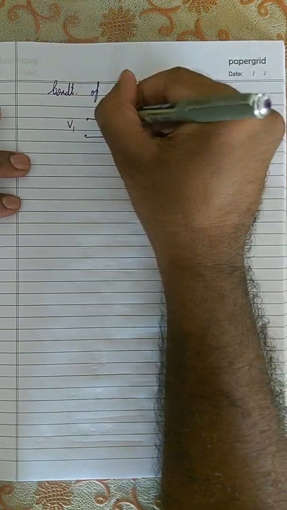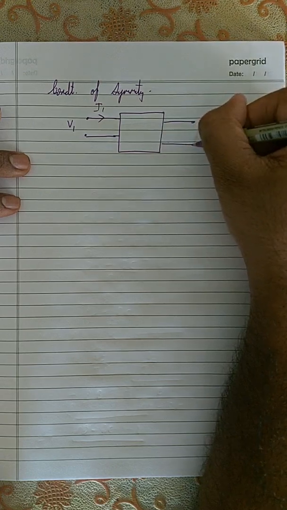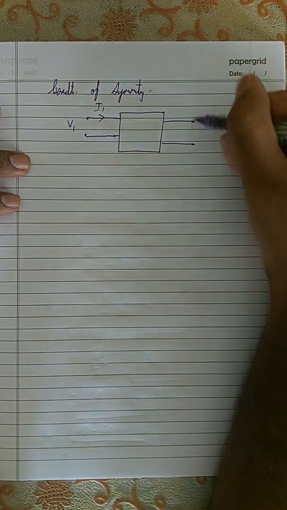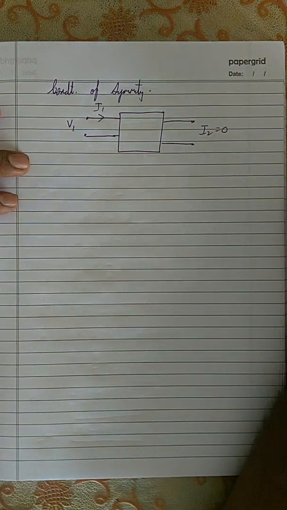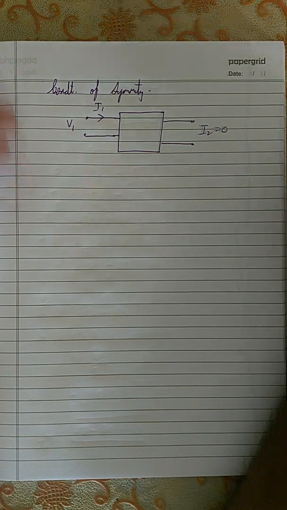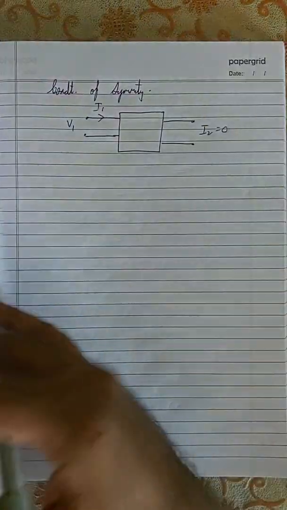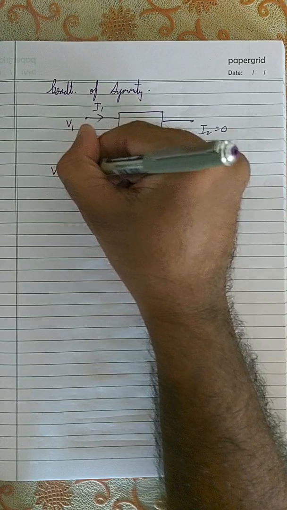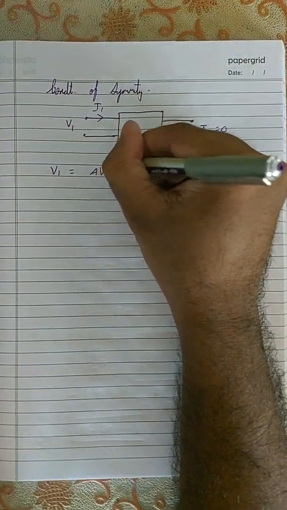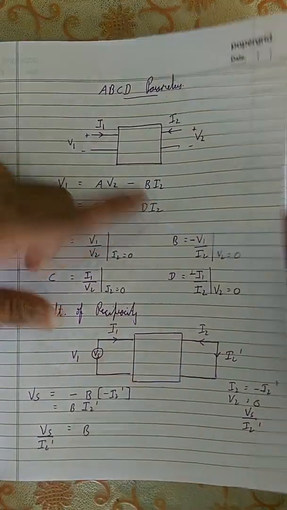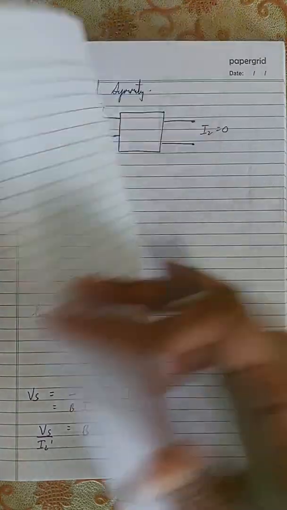So this is V1, this is I1, and here V2, and here the output port is open. Open means I2 is equal to 0, right? So in that case, what will be your ABCD equations? We know that V1 is equal to AV2 minus BI2, but I2 is equal to 0, so this term becomes 0. So it becomes V1 is equal to AV2.